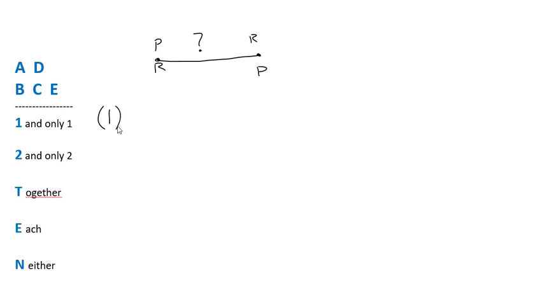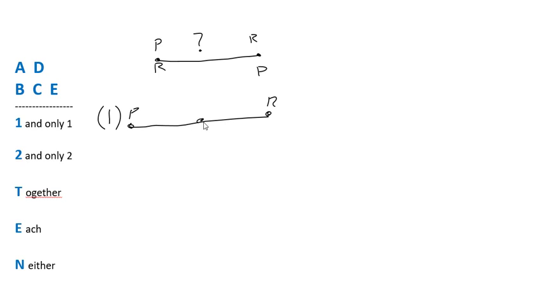So let's take a look at the statement. Statement 1, I'll write a line, and we don't know if it's P on the left or R on the left, but for our purposes for this question, it doesn't really matter. I'll write PR. Q is in between P and R. Q is in between P and R. And a lot of people would say sufficient.